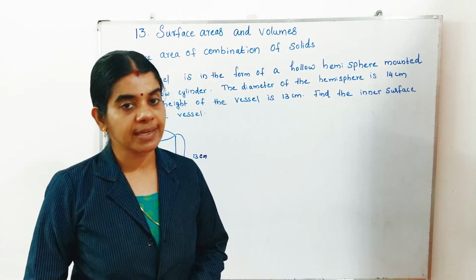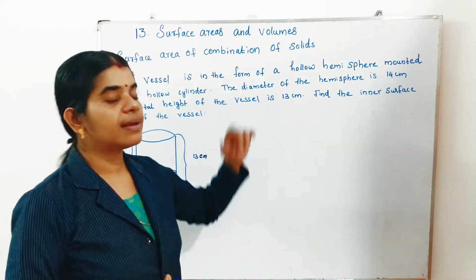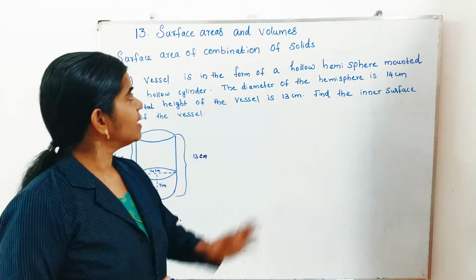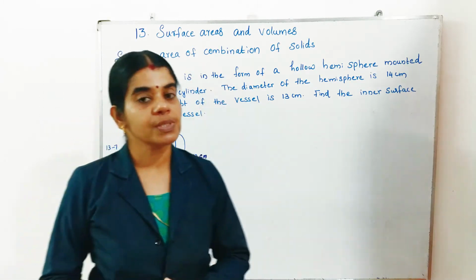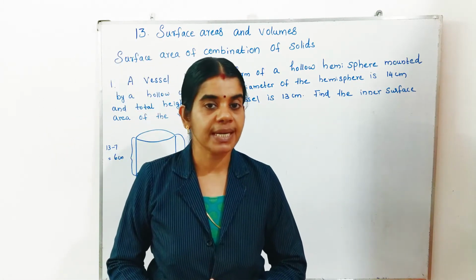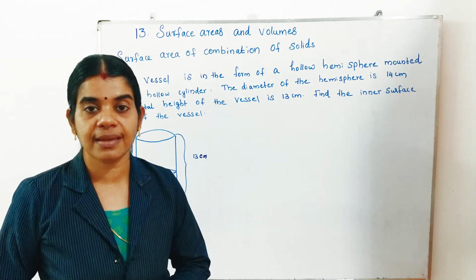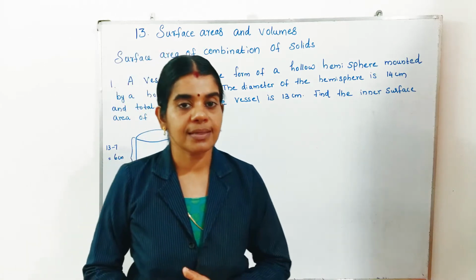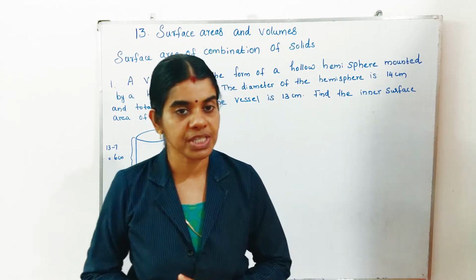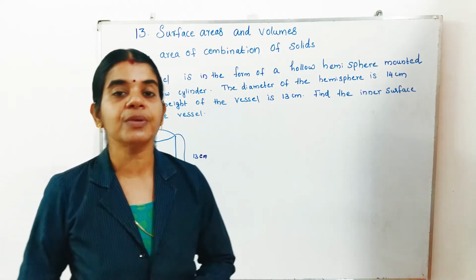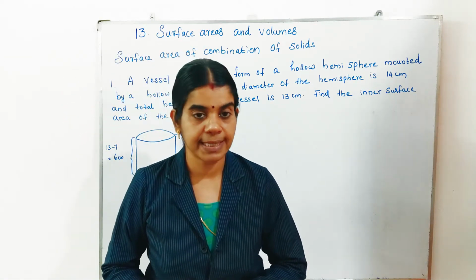Today we are going to start a new lesson, that is surface area and volumes. Especially today we are studying the surface area of combination of solids. In lower classes you studied solid shapes, their total surface area, curved surface area and all. In this class we are studying the combination of solid shapes, where one or two solid shapes are joined together and you want to find the surface area.